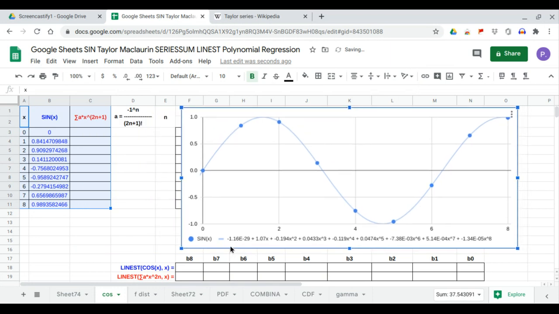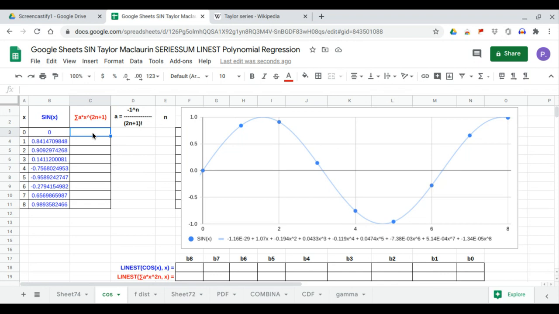So here we have the trendline equation, polynomial to the 8th degree. We have B0, B1, B2, B3, B4, B5, B6, B7, and B8. We calculate these values using LINEST.